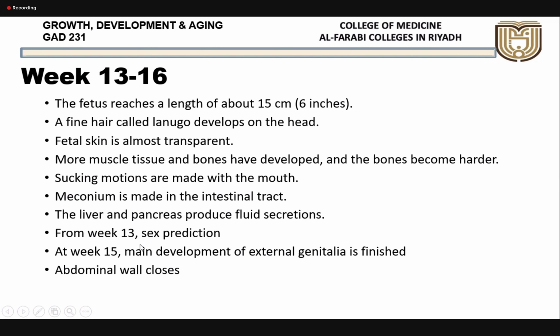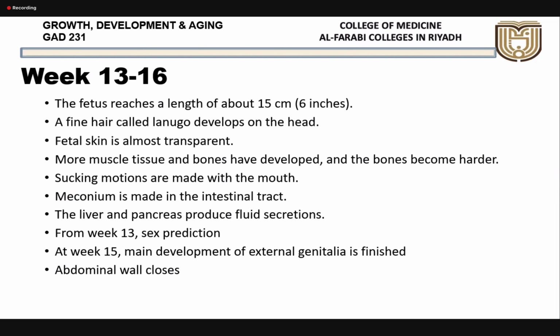From week 13, you can start predicting the sex, but it will be much clearer at the 15th or 16th week, when the main development of the external genitalia is finished. If you do an ultrasound, especially at the 16th week, which we usually recommend to the pregnant lady, you can easily identify the external features and make out whether it is a male or a female.